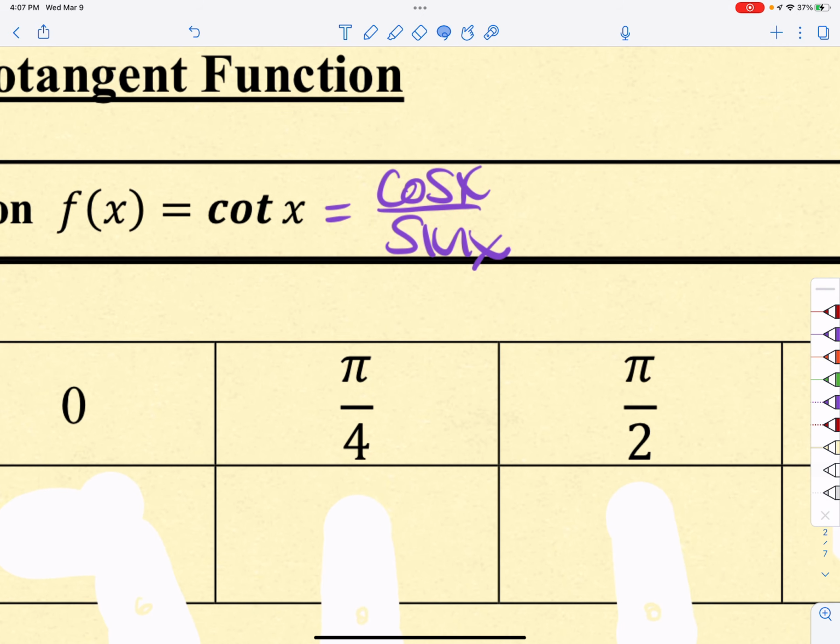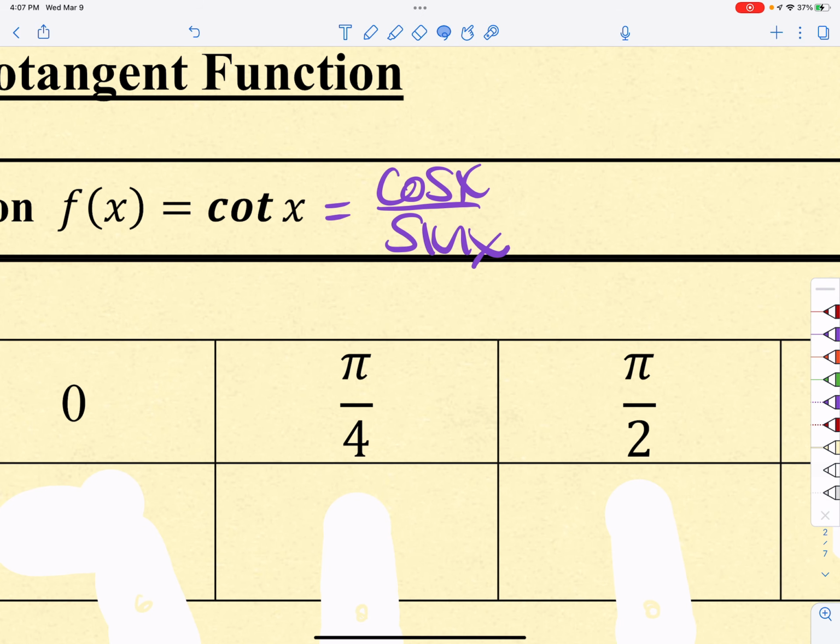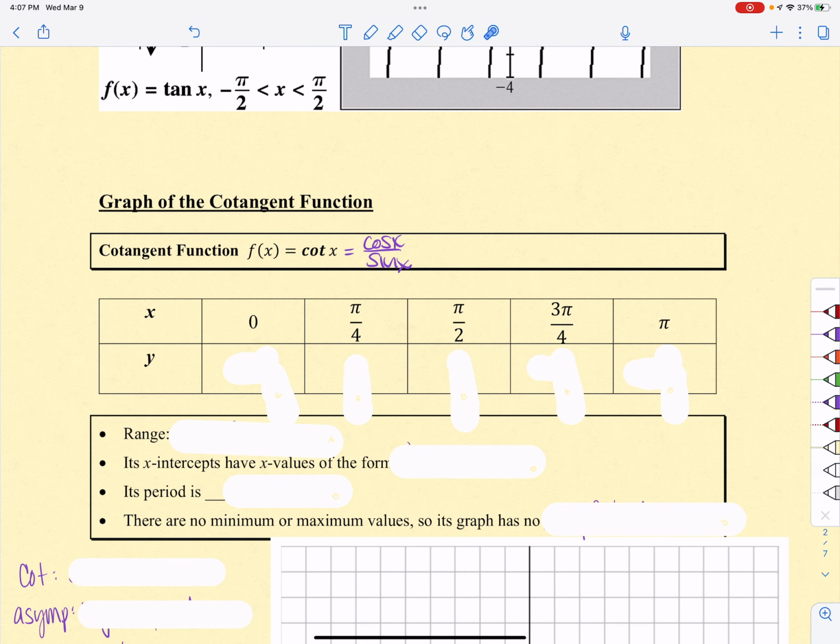Now we know, according to our quotient identities, that cotangent of x is the same thing as cosine of x divided by the sine of x. And because we have a fraction, just like in secant and cosecant, we have the opportunity for some vertical asymptotes wherever the sine of x is equal to 0. So sine of x is going to equal 0 at 0, as well as at pi and at 2 pi.